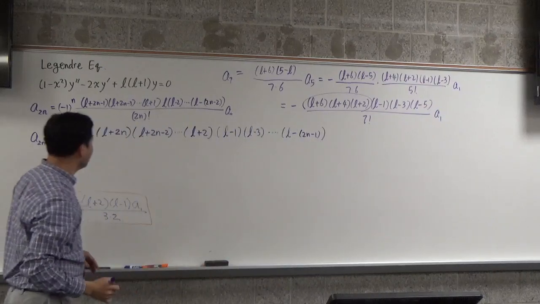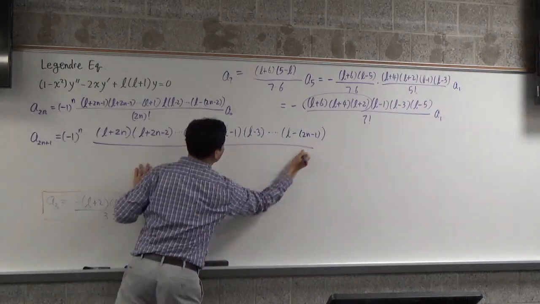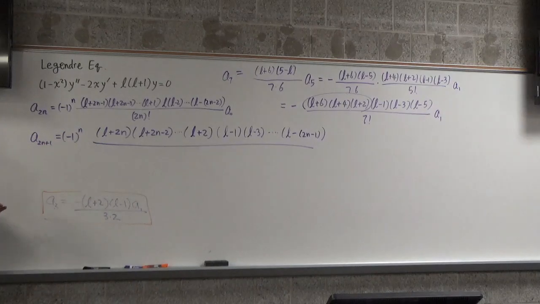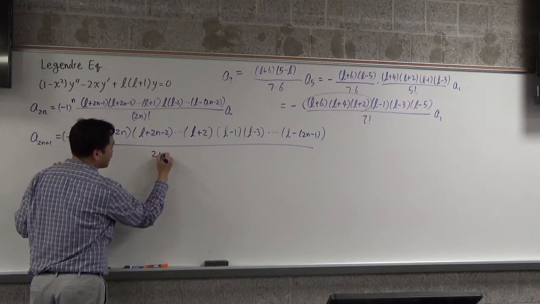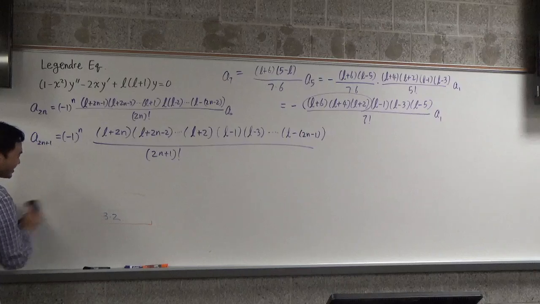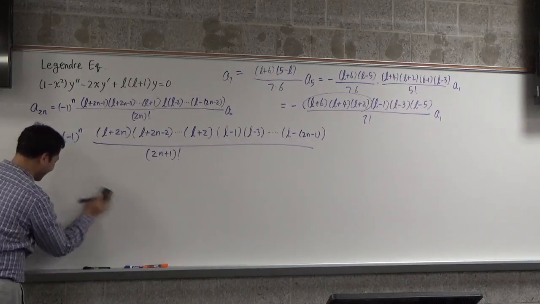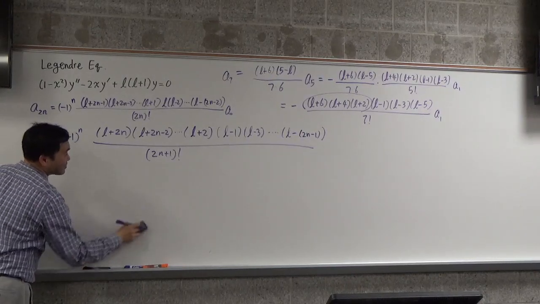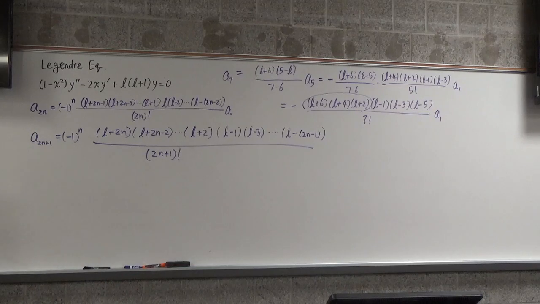All over what? No, 2n plus 1 factorial. Alright, so you get this calculation, but we're not done yet. We still have to write down the solution. So what is the solution?